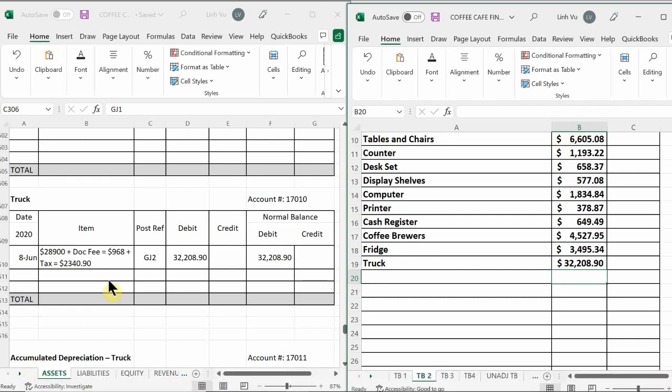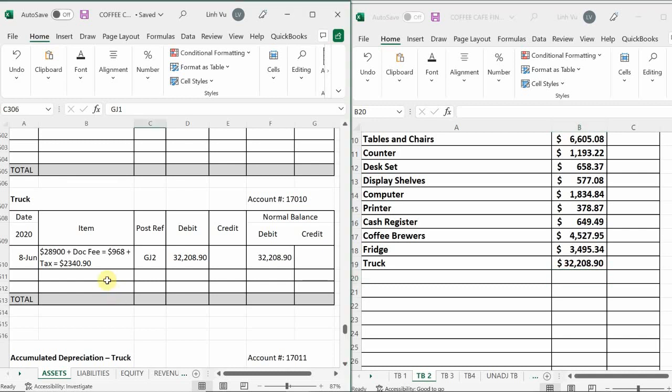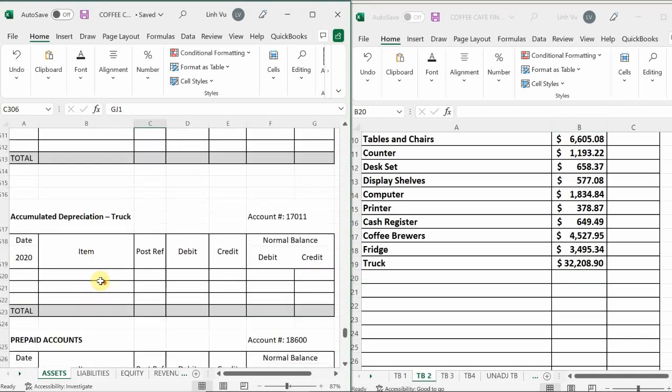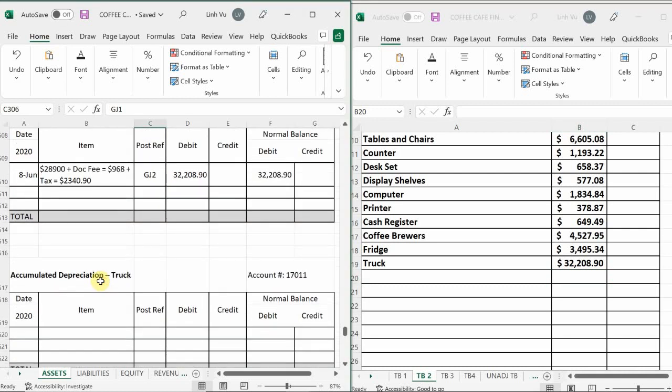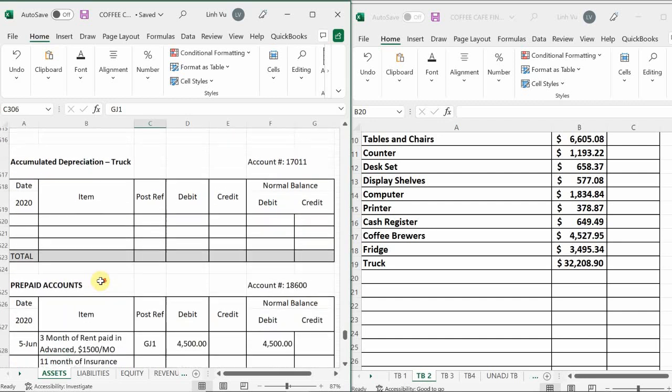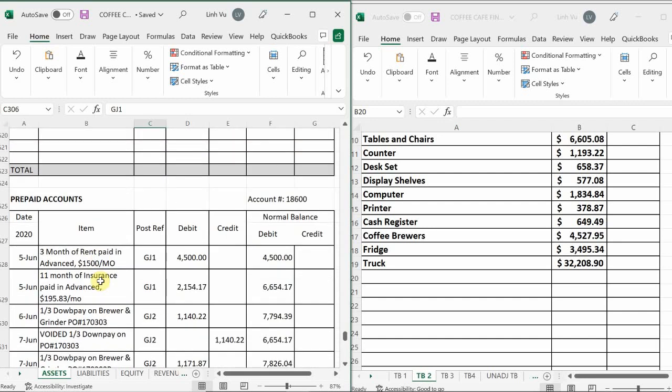Right? This includes the documentation fees of $968 plus the tax on it for $2,340. So in this case, 32,208.90. Okay. Then let's see what's next.